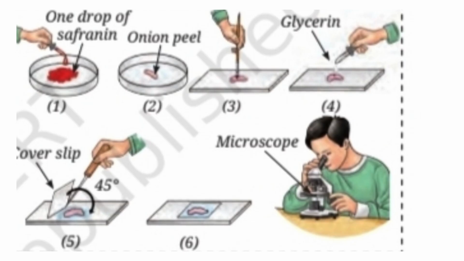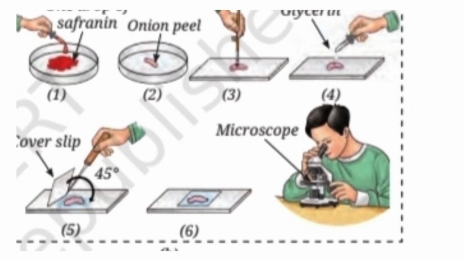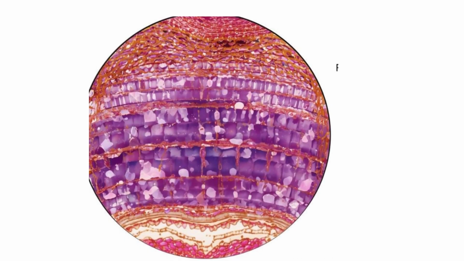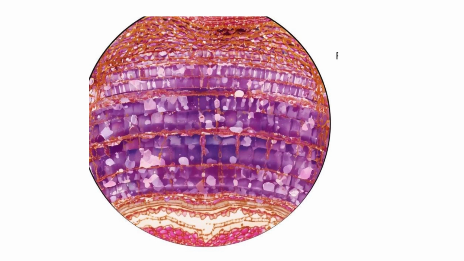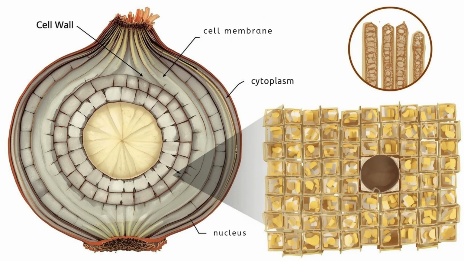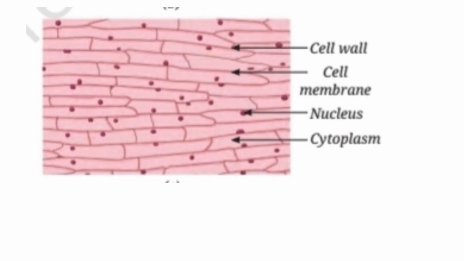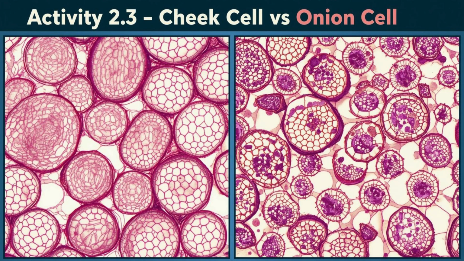Stain it with a red dye like safranin. Add a drop of glycerin and place it under a microscope. What do we see? The onion peel is made up of rectangular cells arranged neatly like bricks in a wall. Each cell has a cell wall, a cell membrane, cytoplasm, and a nucleus. This shows us that all plants are made up of cells.